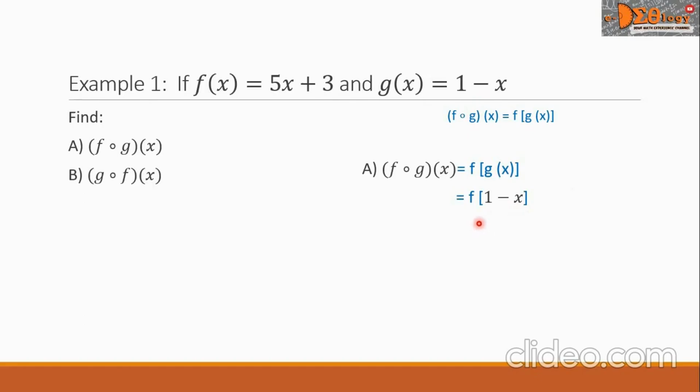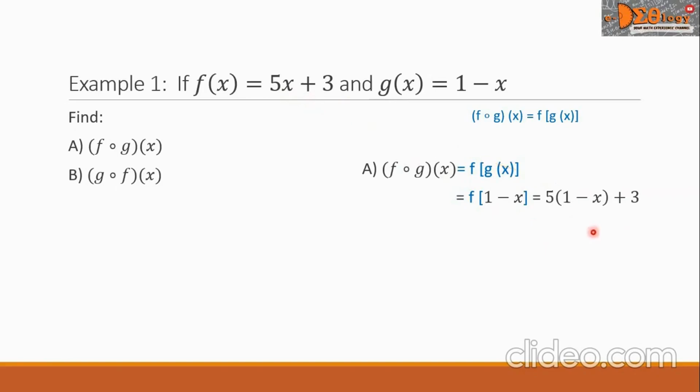And then let us evaluate the f of 1 minus x in terms of the function f. So what we will do is, we will copy this 5x plus 3 in here. However, for every x that we see on the right side, we will change it by the 1 minus x. So this 5x will become 5 times the quantity 1 minus x, and then plus 3 is copied here.